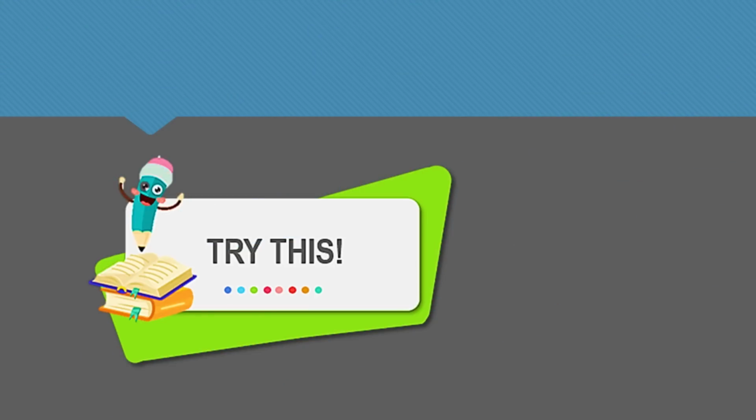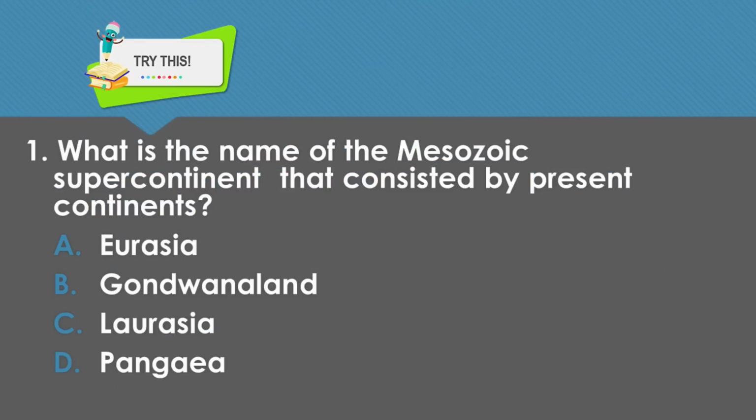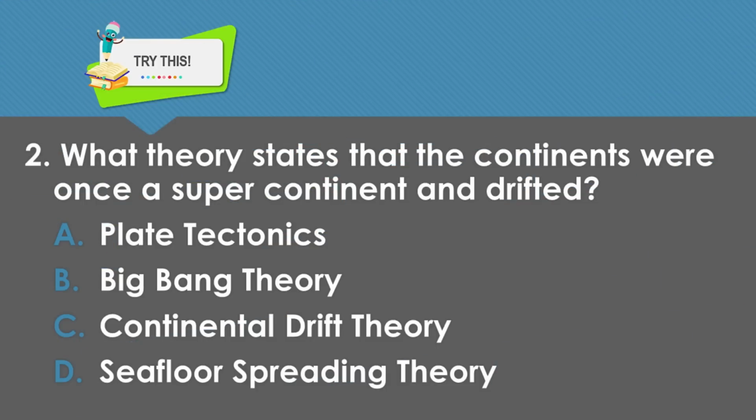Before we start, answer this 5-item quiz. Choose the letter of the best answer and write your answers on your notebook. You can pause the video if you need more time in reading. Let us start. 1. What is the name of the Mesozoic supercontinent that consisted of present continents? A. Eurasia. B. Gondwanaland. C. Laurasia. D. Pangaea.